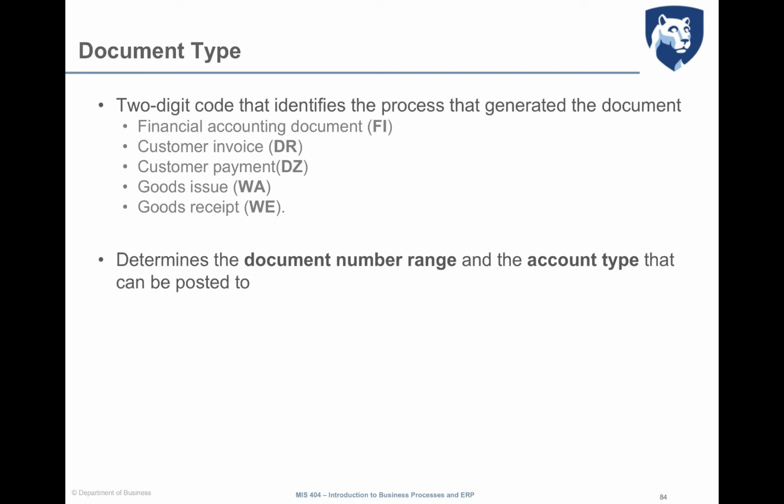In each financial document, first of all, it's likely that the process which has generated the financial accounting step is reported. In particular, in the document type, we can have a link to the process, through the customer invoice, which is the acronym for the reporting document type that has generated the financial accounting step, or the customer payment, or the goods issue, or the goods receipt. Of course, the document type determines the document number range and the account type associated with the posting.